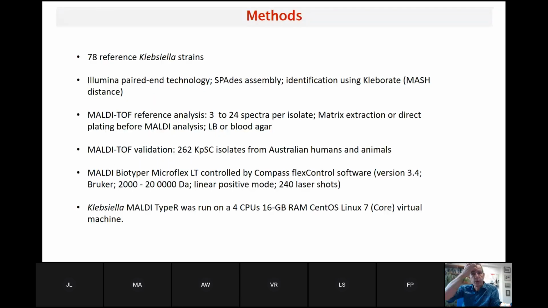So in practice, we used a number of strains, which you can see here. This slide is probably a bit too detailed for this presentation today. But basically, we had a first set of reference strains from which we defined markers that were specific for each of the species. And then we used a second data set of a bit less than 300 isolates from Australian humans and animals, representing a very diverse set of isolates.